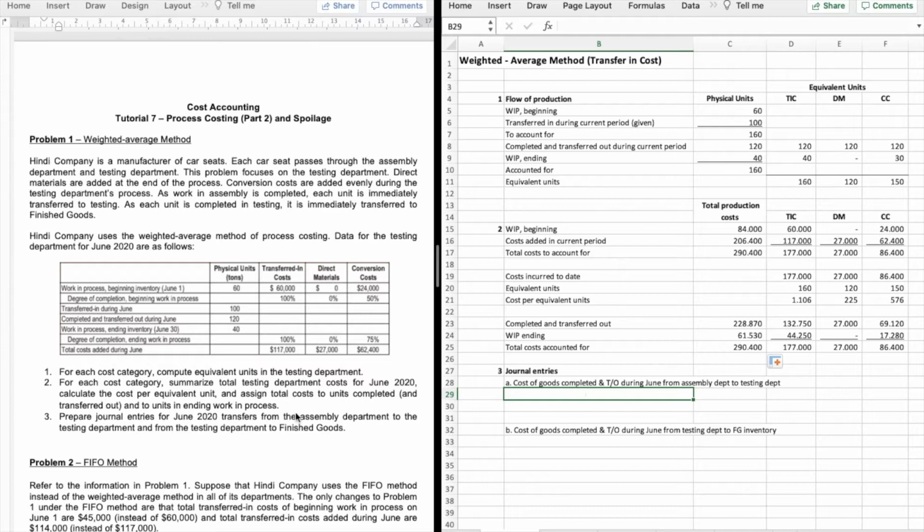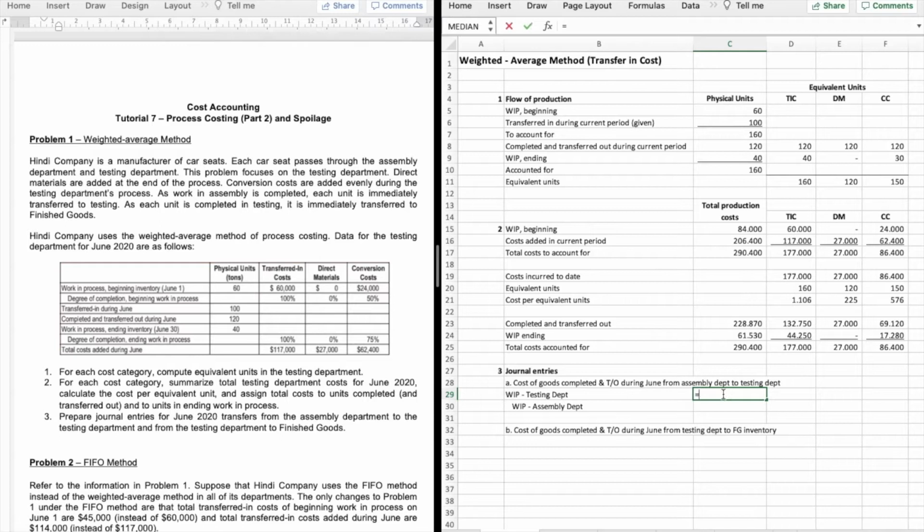Number 3, we will prepare the journal entries for June 2020, the transfers from the assembly department to the testing department and from the testing department to the finished goods. Since we are transferring this from assembly department to the testing department, it means that in the debit side, we will have work in process in the testing department. And in the credit side, we will have work in process in assembly department.